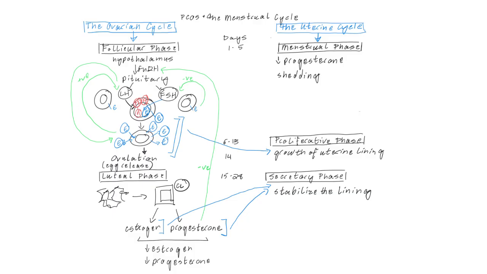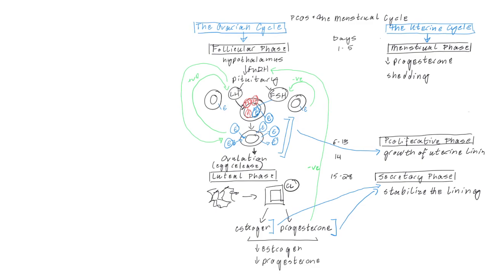When you have PCOS, you have more luteinizing hormone than the average person does. And I'll draw it over here. And it's because you have more fast pulses of gonadotropin releasing hormone. So you have increased luteinizing hormone.